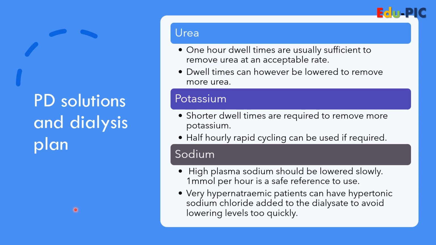Another molecule that you don't want to shift quickly is sodium. So if you've got high plasma sodium, you need to lower that slowly. And if the patient is very hypernatremic, and that's why you're doing the dialysis, then you might need to add hypertonic sodium chloride into the dialysate itself to get the levels going down slowly rather than quickly.